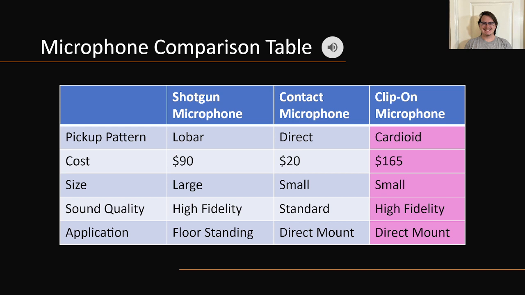Next we have the clip-on microphone, which has a cardioid pickup pattern. This pickup pattern is very wide and can pick up audio from nearly 180 degrees of the facing of the microphone. The clip-on microphone is the most expensive out of the 3, however it is very small and has high fidelity quality. We chose the clip-on microphone due to all of these different aspects, as well as its small size and high fidelity.